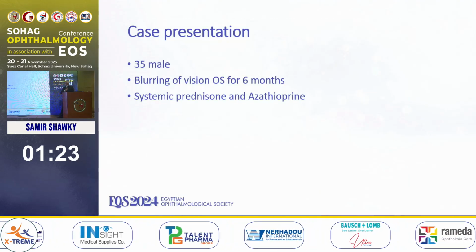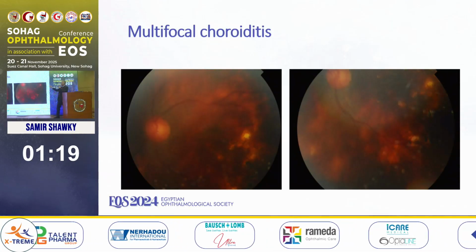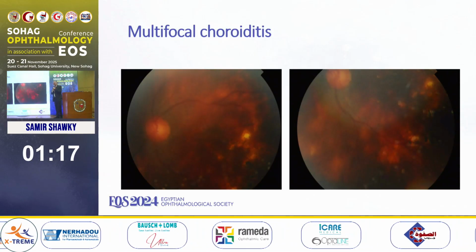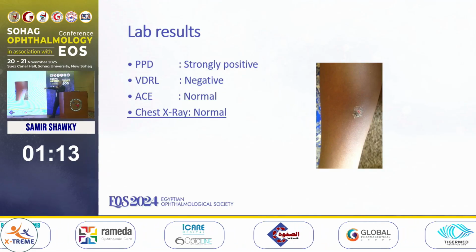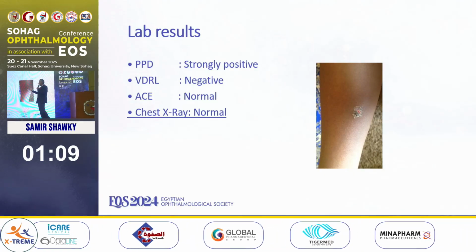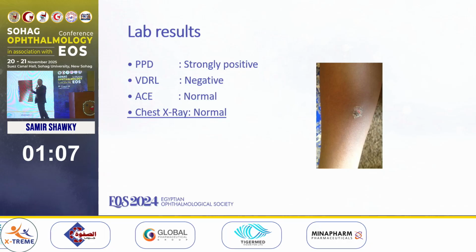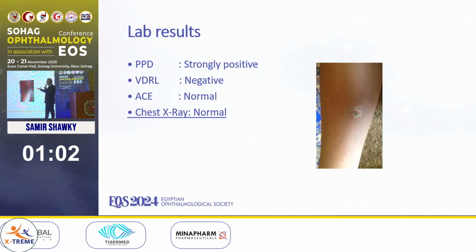So the last case, a 35-year-old male patient, blurring of vision in both eyes. As we can see here, this is a picture of multifocal choroiditis in both eyes. This patient showed strongly positive PPD. You can see the scarring. There is a very intense reaction, and the chest X-ray was normal. So if I apply the COTS criteria also, I will not treat this patient.